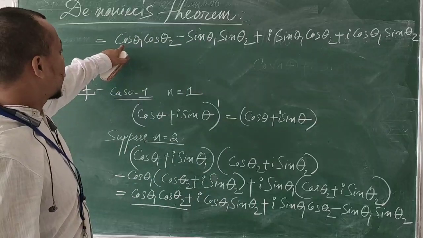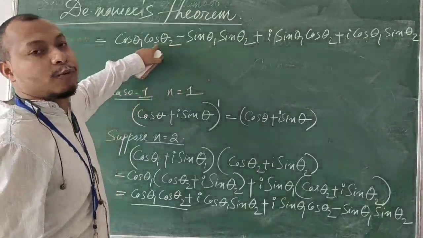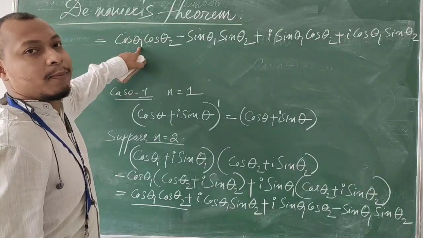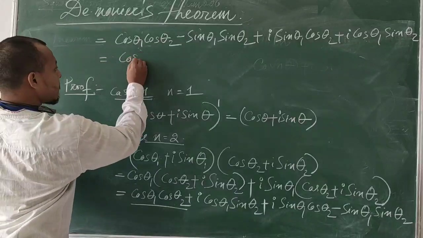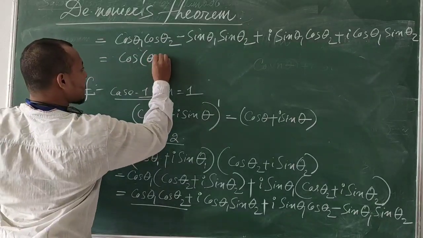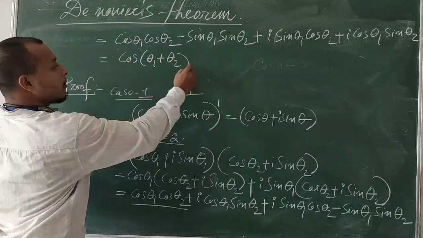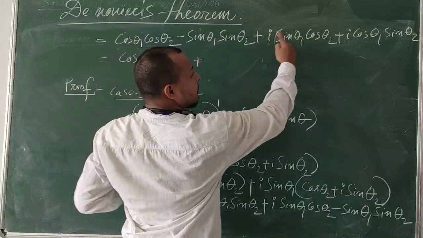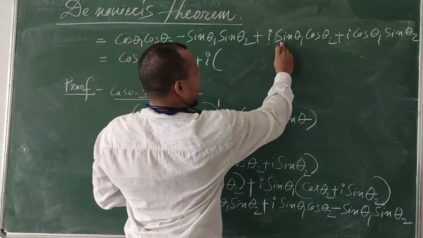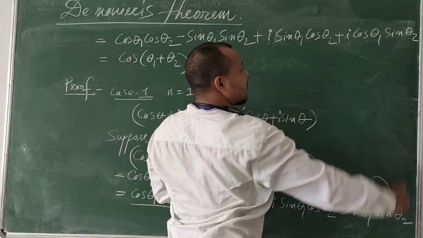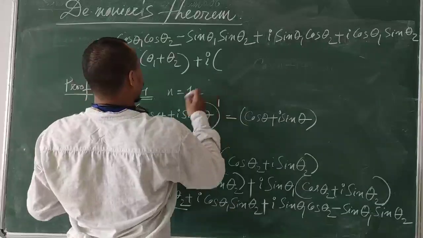Now you see this step. Here you see one thing: cos theta 1 cos theta 2 minus sin theta 1 sin theta 2. This is the formula of what? cos of A plus B, so cos of theta 1 plus theta 2. So this entire term will become like this. Then plus, here i is there and i is there, so I will take i common: sin theta 1 cos theta 2 plus cos theta 1 sin theta 2. This is the formula of sin of A plus B, so sin of theta 1 plus theta 2.